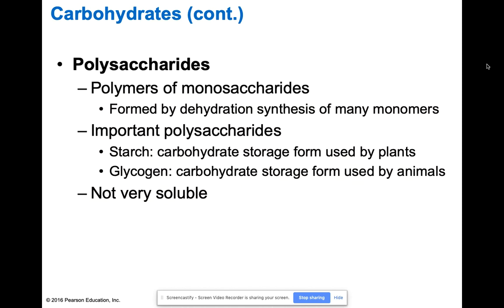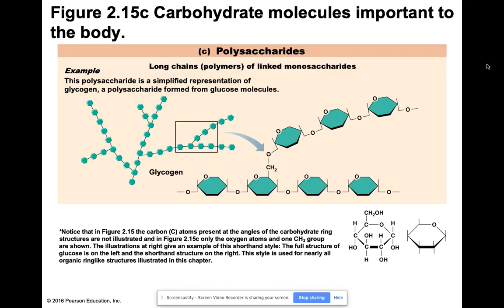They're formed from dehydration synthesis, and it's a lot of monomers put together. The 2 most important ones are going to be starch and glycogen. So starch is a carb storage mechanism for plants, and then glycogen is what animals use to store their extra polysaccharides. So here's a little bit about how you make those long chains.